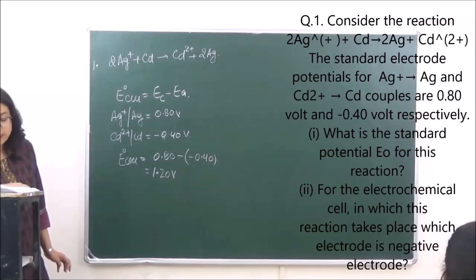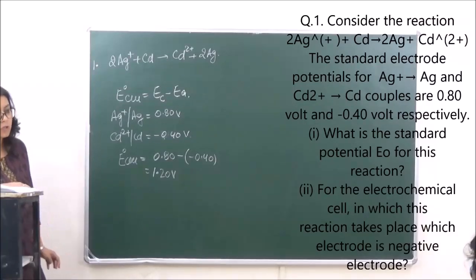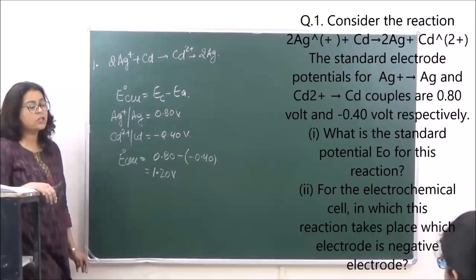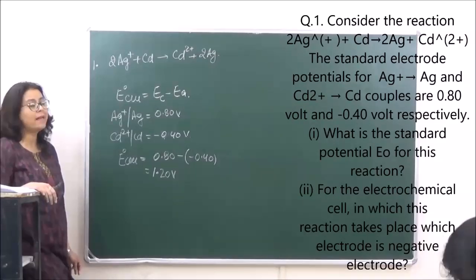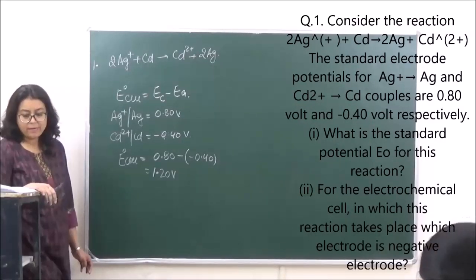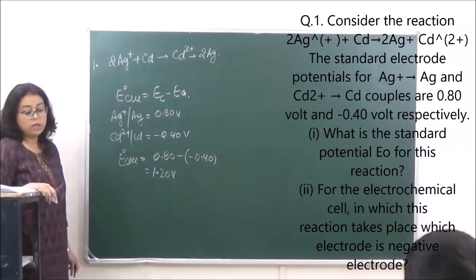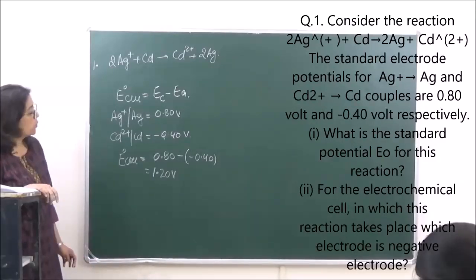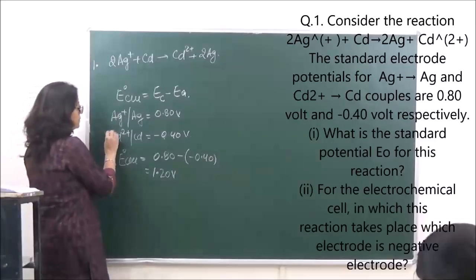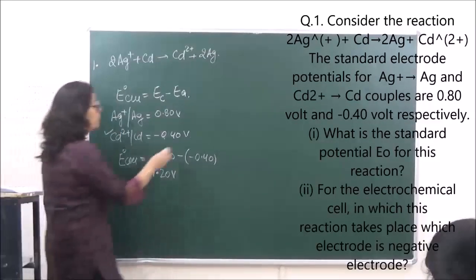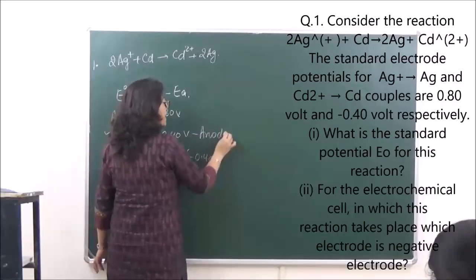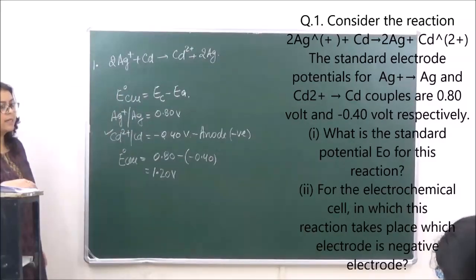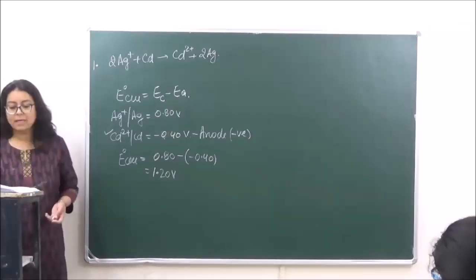The second part of the question is, for the electrochemical cell in which this reaction takes place, which electrode is the negative electrode? Right? So we know that the negative electrode is always that electrode whose reduction potential has a smaller value. So, which is the smaller value over here? Cadmium. So, cadmium is going to be the anode, and anode in the electrochemical cell is negatively charged. Clear? So, this is how you were supposed to do this question. Let's go to question number 2.